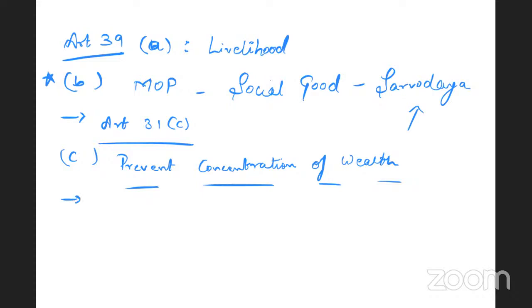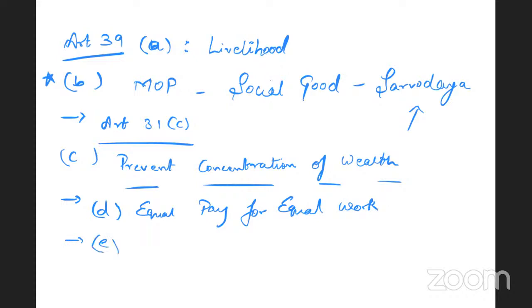Article 39 Clause D states that the state will ensure equal pay for equal work for both men and women. Article 39 Clause E states that the state is to promote the health of men, women, workers, and children. This also reflects welfareism, public health.